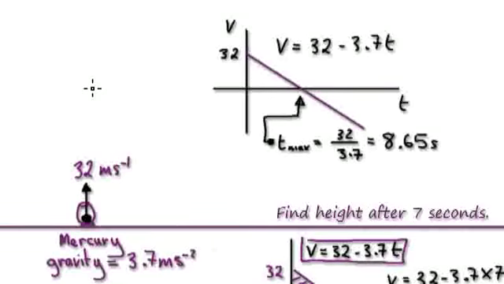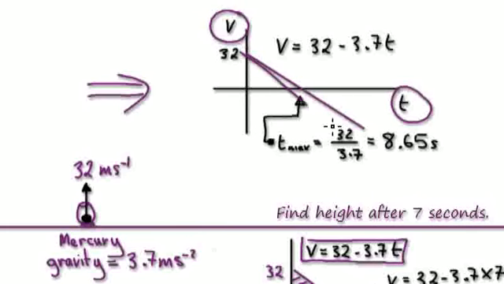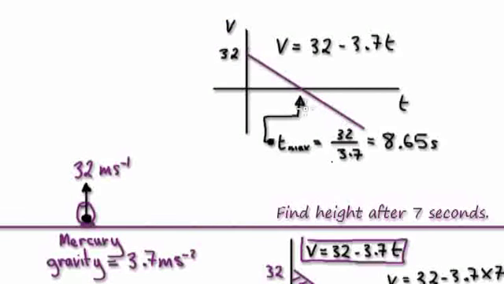First, you start by drawing your velocity-time graph, and it will be a straight line like this. Always try to find the time it takes to get to maximum height, then you will get an idea of what's going on. So once you've drawn your graph, find the time to maximum height. It takes 8.65 seconds.